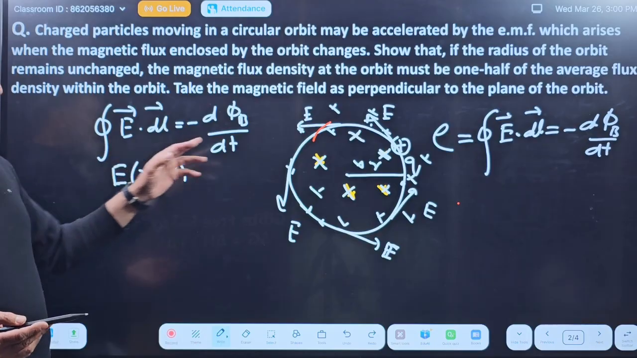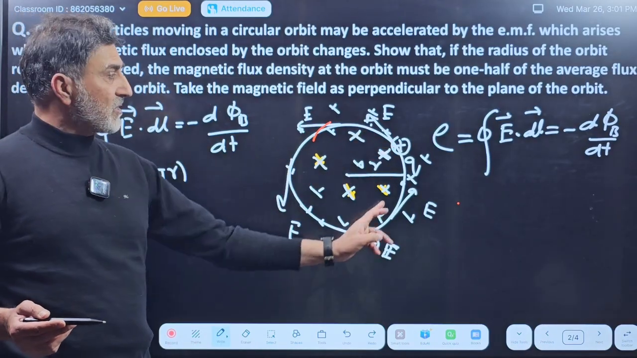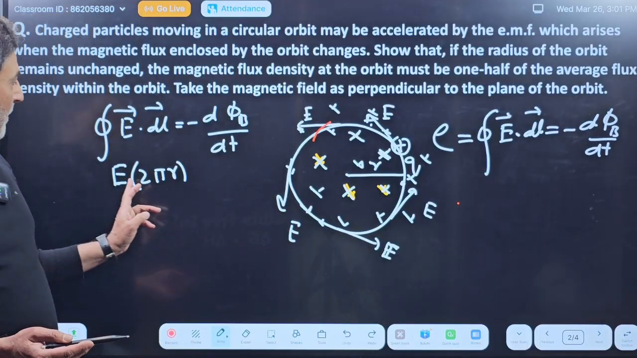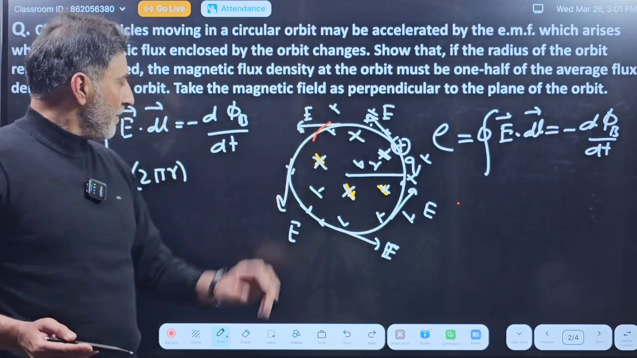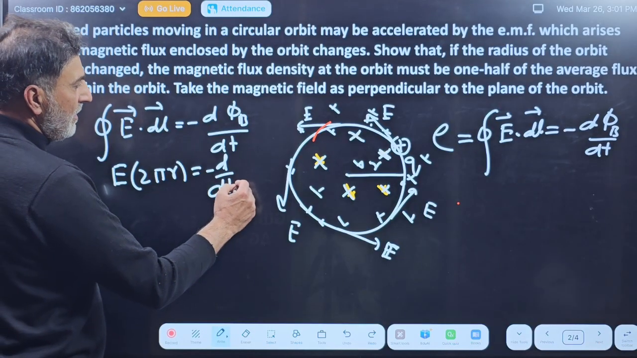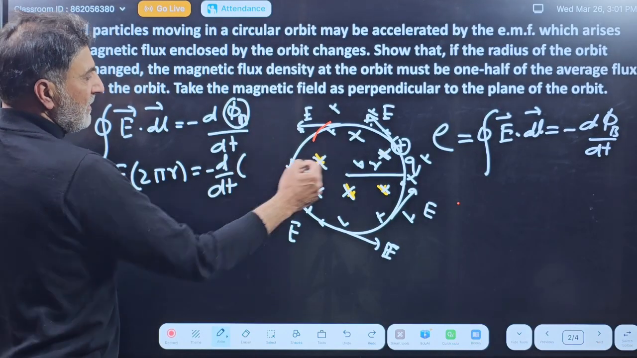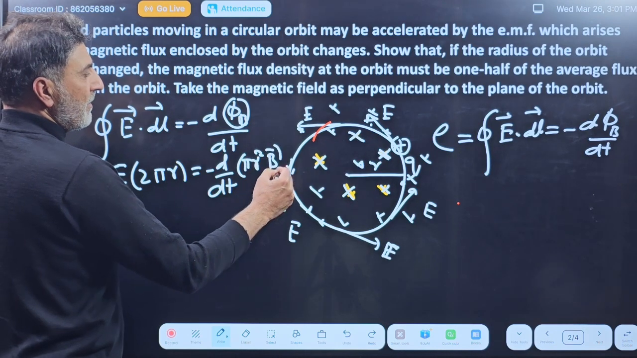So E will come out because E is constant on the circle in magnitude. The electric field magnitude is constant on the circle, and total L will be 2 pi r, is equal to how much? Minus d by dt into what is flux? That is pi r square B bar.